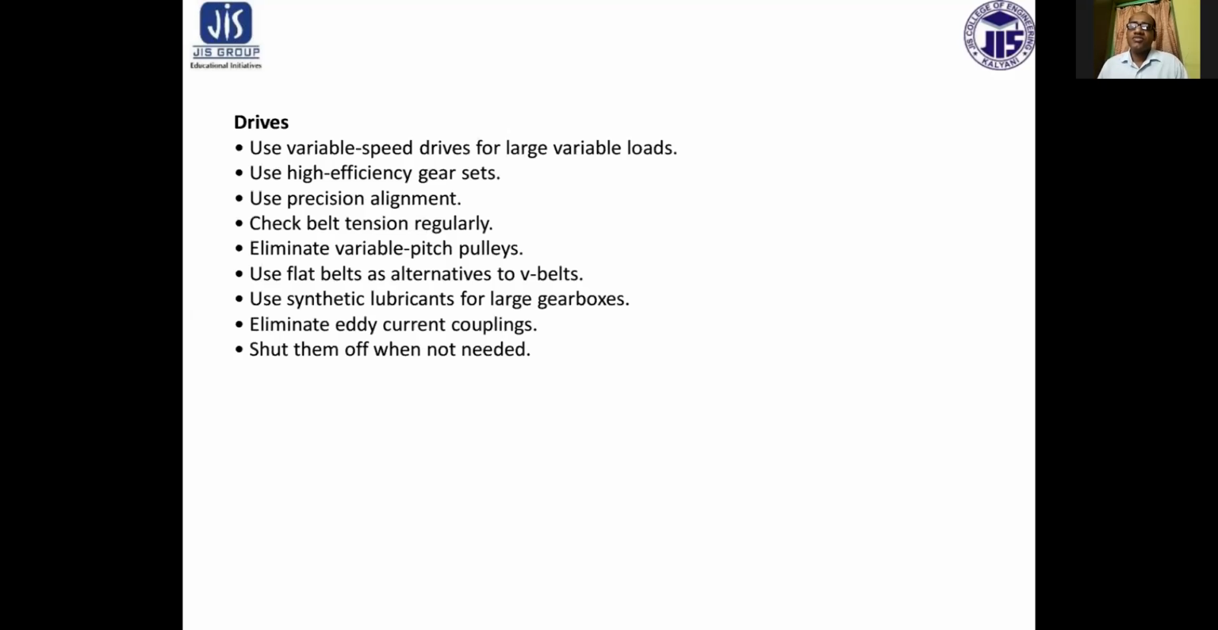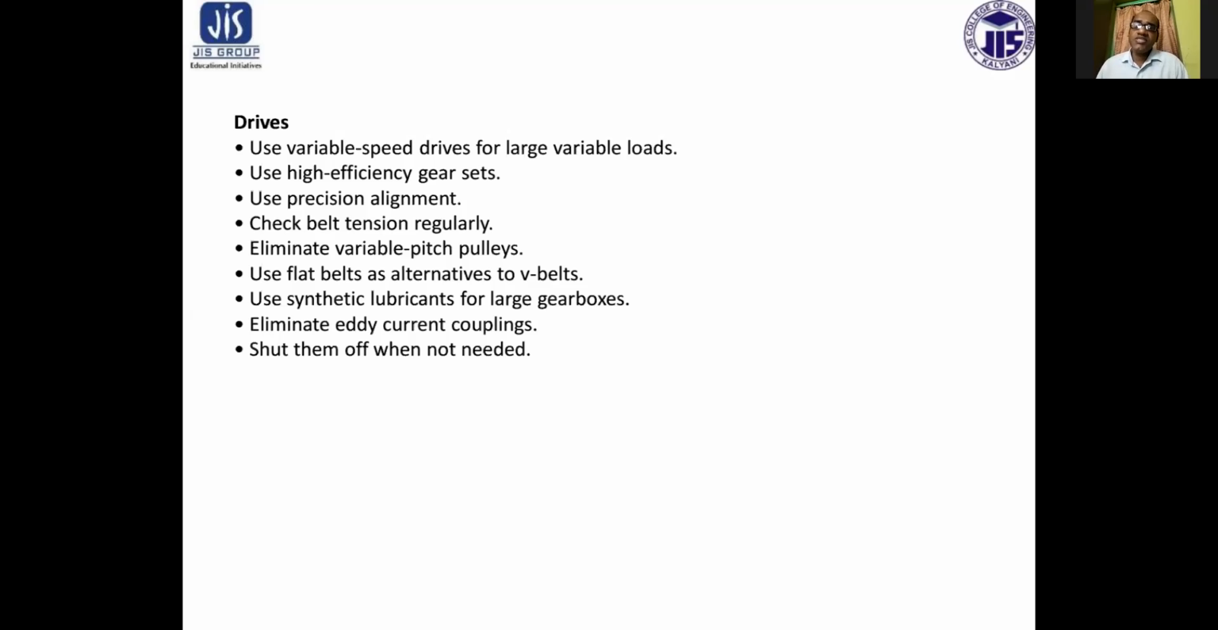Drives. Various drives are available in the industries. Use variable speed drives for large variable loads, because if we go for constant speed drives at rated power, and suppose some low loads need to be handled, then the power consumption is high. So it is preferable to use variable speed drives.